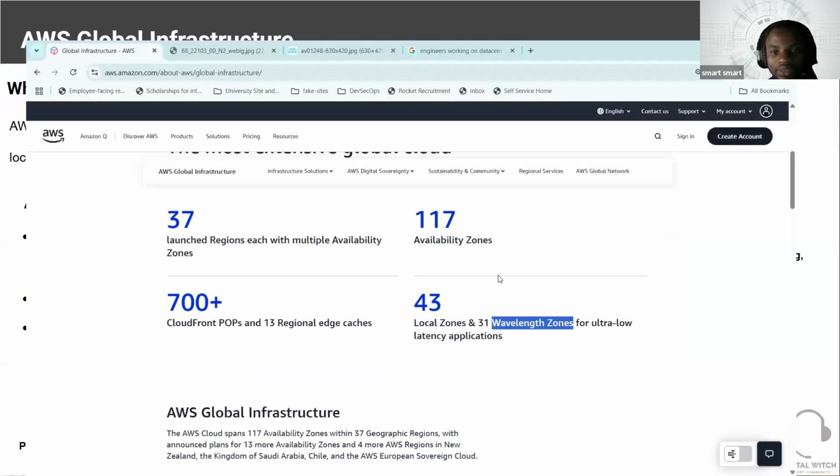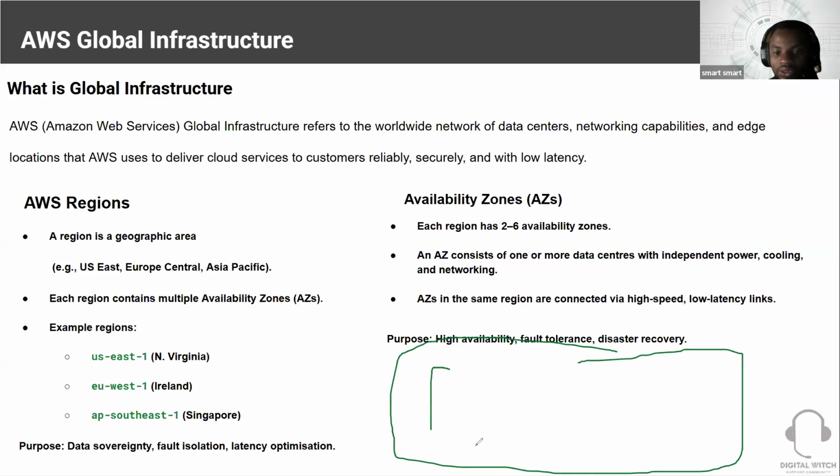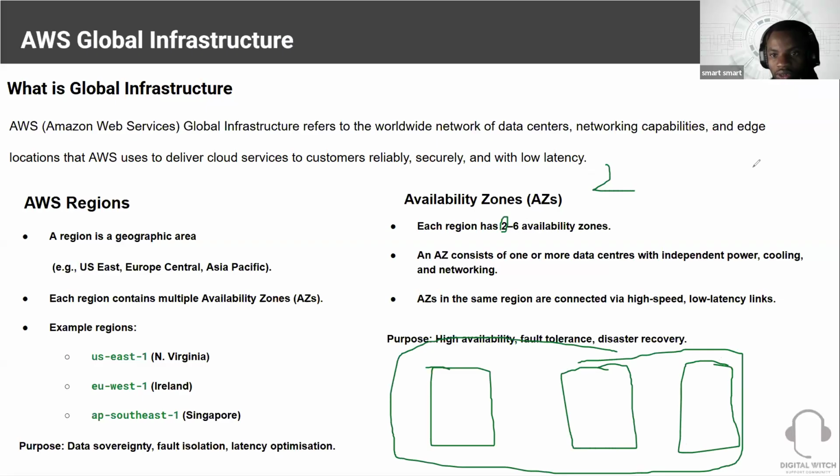Okay, now we have seen about availability zones. Availability zones are in a region. Inside a region, they will have what? Availability zones. Availability zones are data center locations. They can have 3 data centers in a region, or 2 data centers in a region, or 4, but they must have from 2 to what? To 6 data centers inside a region.